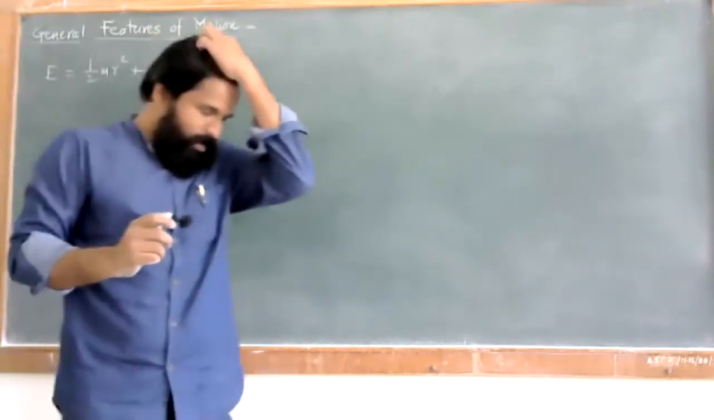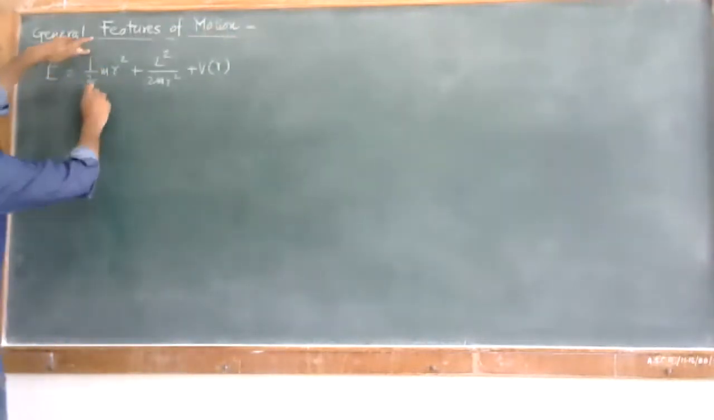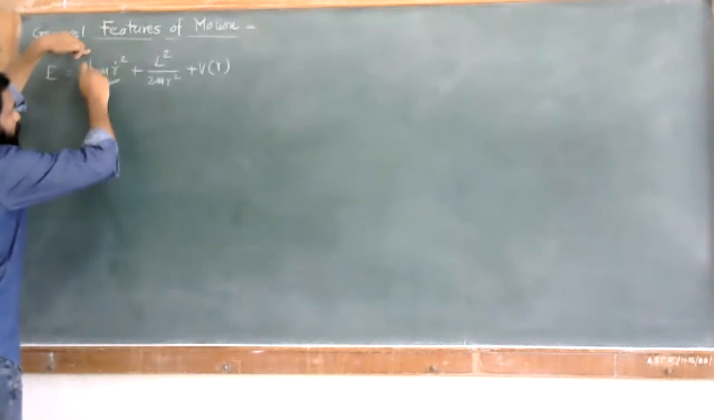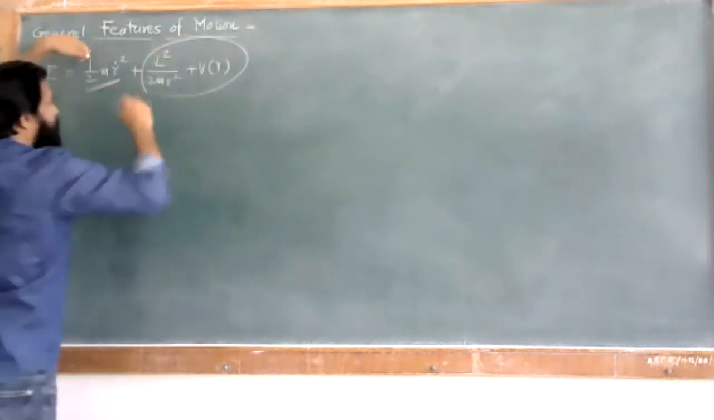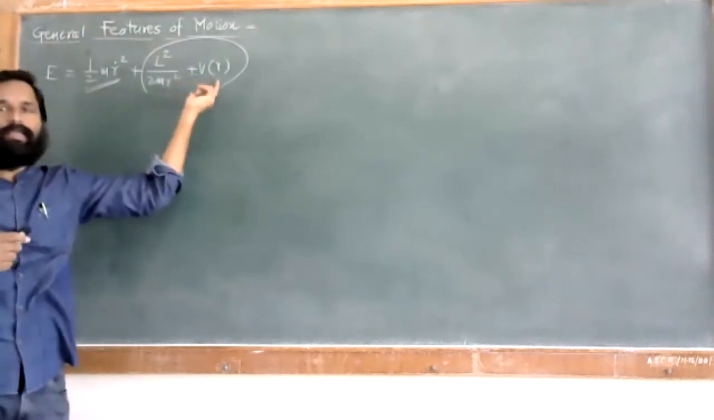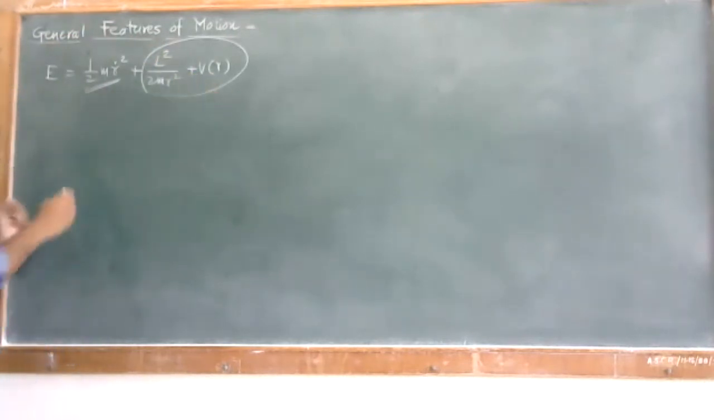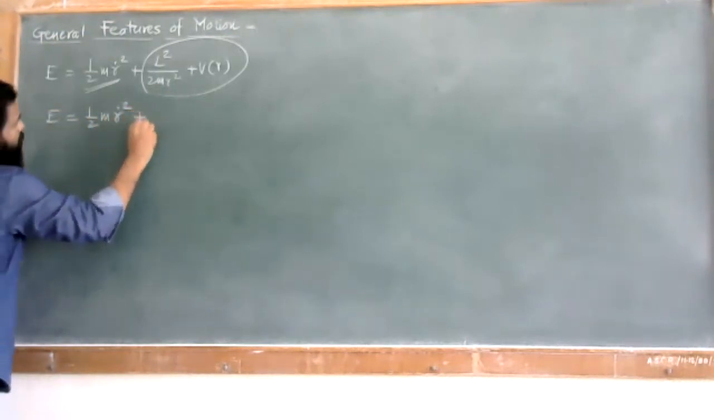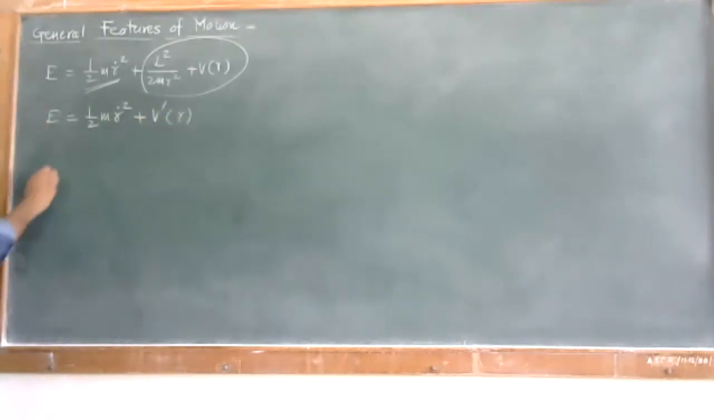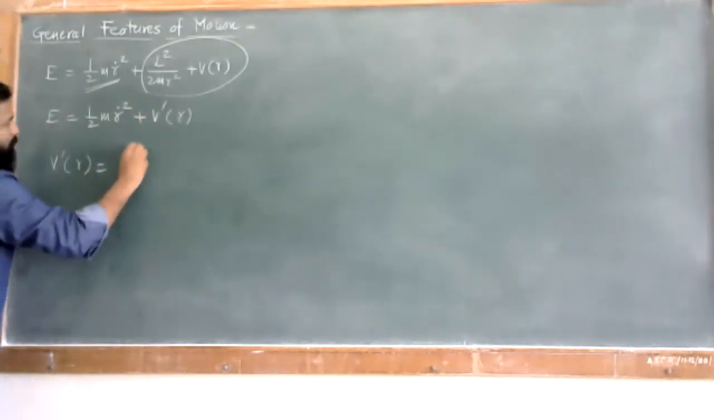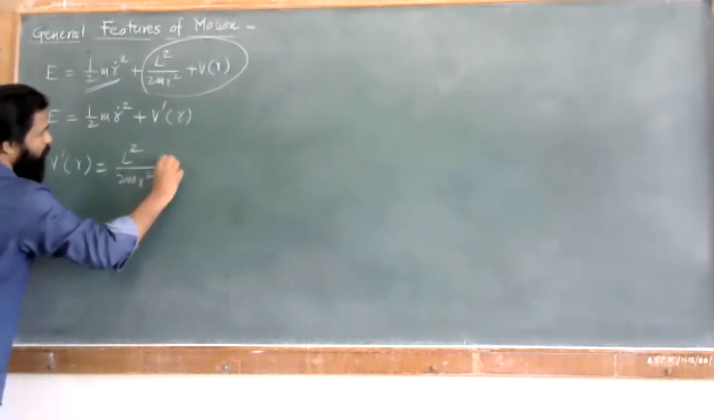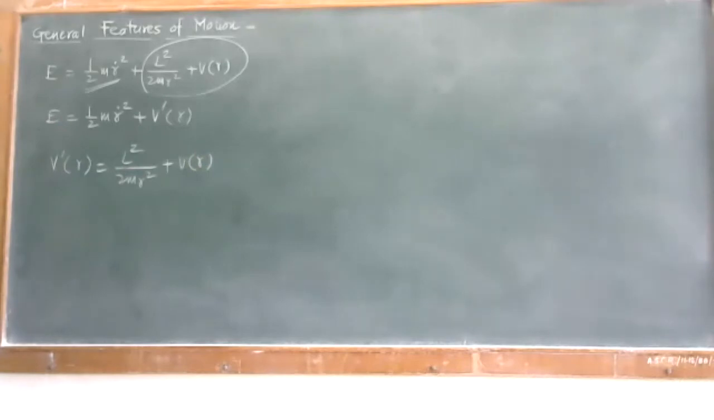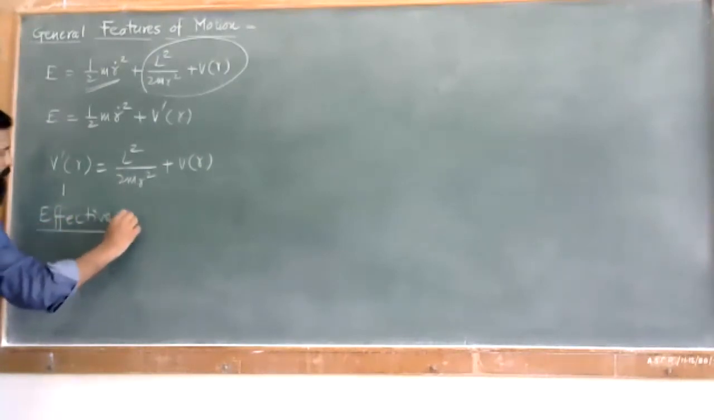So remember that in this case, 1 half m r dot square is nothing but your kinetic energy, and the rest of it, that is L square upon twice m r square plus V of r, is nothing but potential energy. So I will write this equation as E is equal to 1 half m r dot square plus V dash of r. Or we can say this V dash of r is nothing but L square upon twice m r square plus V of r. Remember that this V dash of r is known as the effective potential.